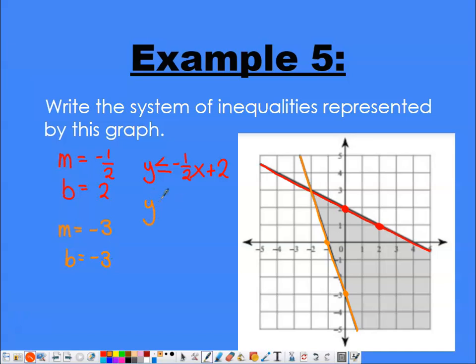So we have y is something. We have negative 3x minus 3. Let's think about the shading. Again, it's a solid line, but this time it's shaded above that orange line. So you have y is greater than or equal to negative 3x minus 3. So this is our system of inequalities. I'm going to go ahead and box that answer out.